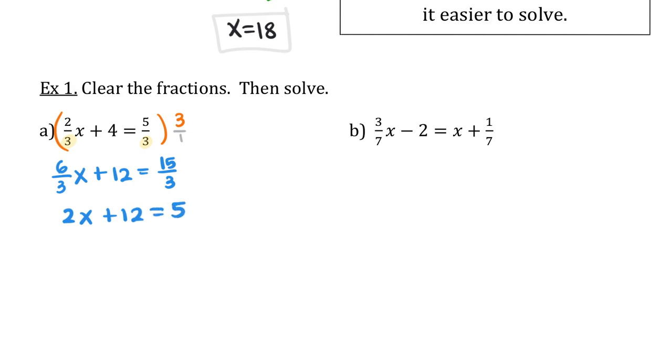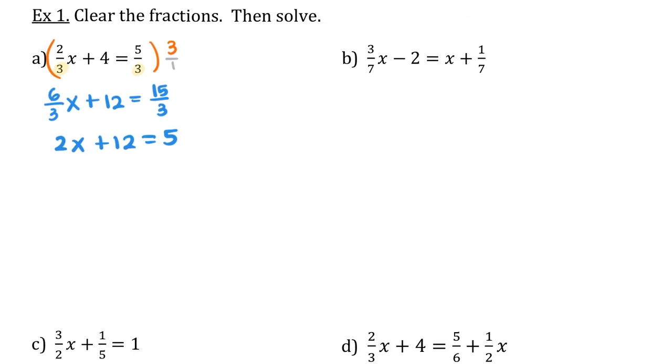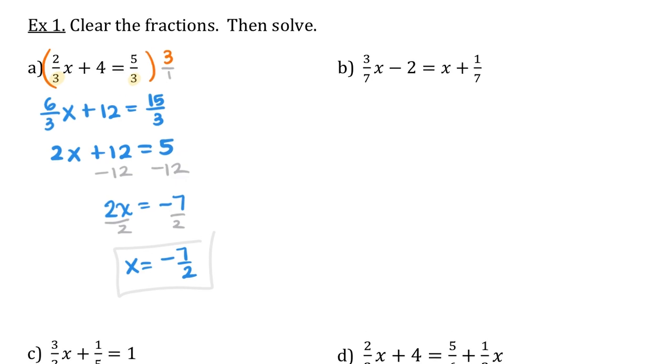Okay, now the equation doesn't have any fractions. I still have to solve it, but it's a little bit easier to solve. So now I'm going to go ahead and solve it like normal. Okay, so I got x equals -7/2. So my answer was a fraction, but that's okay because it wasn't terrible once I simplified it a little bit. Let's go ahead and try the next one.